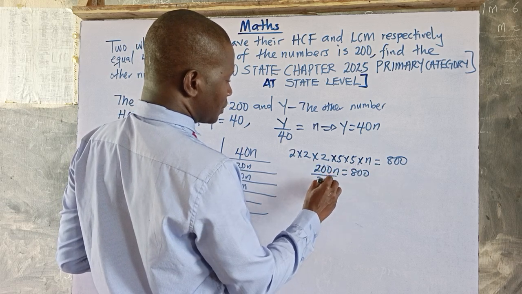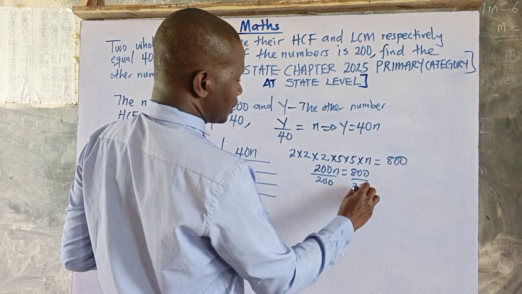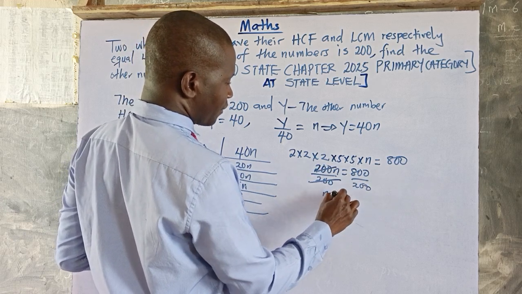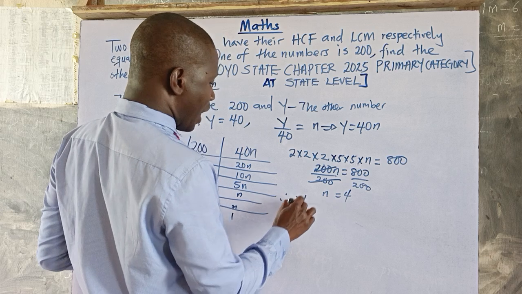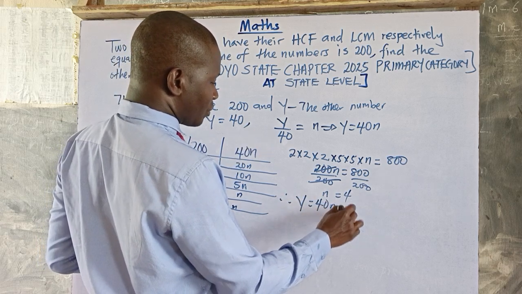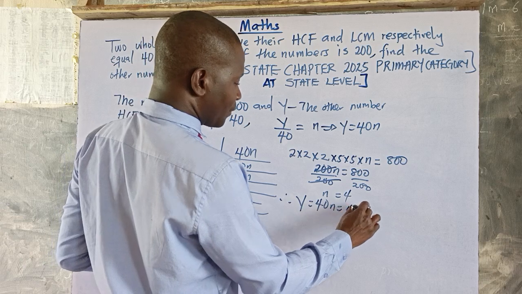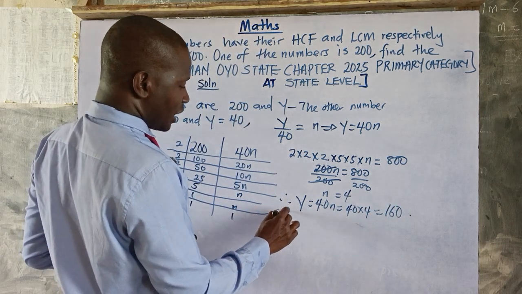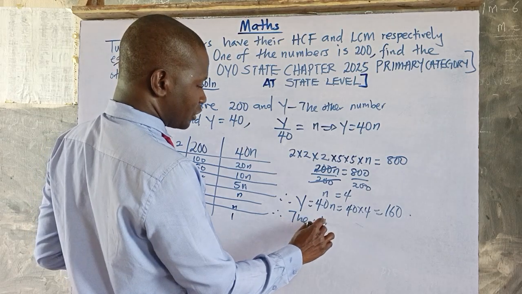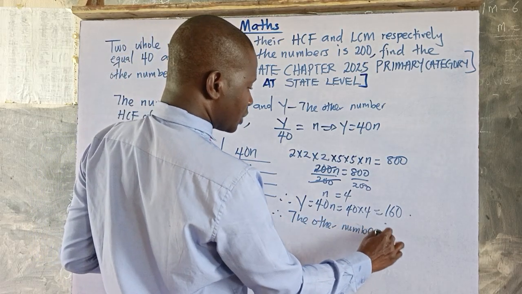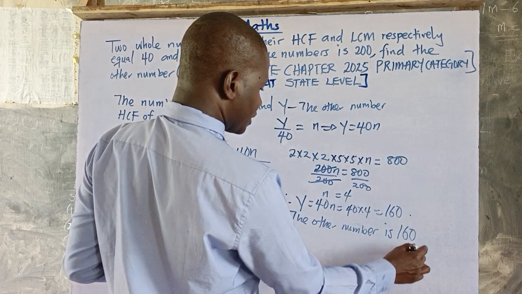Divide both sides by 200. So we have n equals 4. Therefore, since Y equals 40n and n equals 4, we have 40 times 4, that will be 160. Therefore, the other number that we have to calculate is 160.